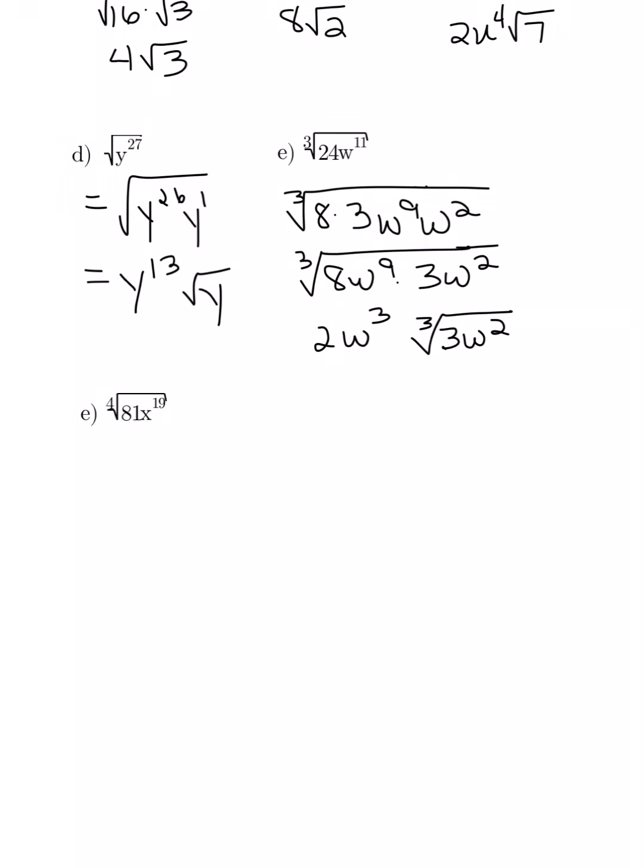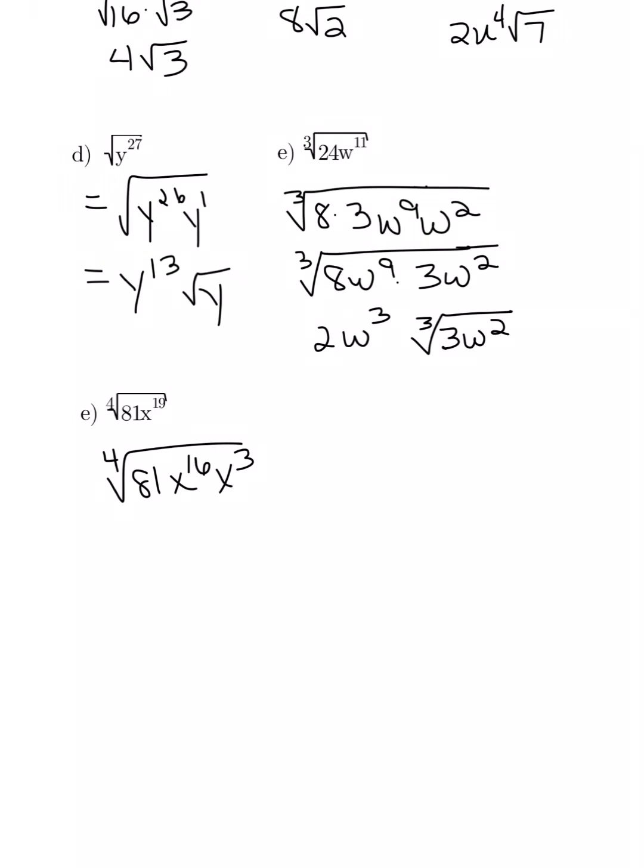So I'm going to start counting down till I get a number that does divide by 4. 18 does not. 17 does not. 16 does. So we are going to rewrite our fourth root. We're going to leave the 81 alone. We're going to rewrite the x as x to the 16, and then to get a total of 19, we're going to have x cubed. Now we're ready to do our root.